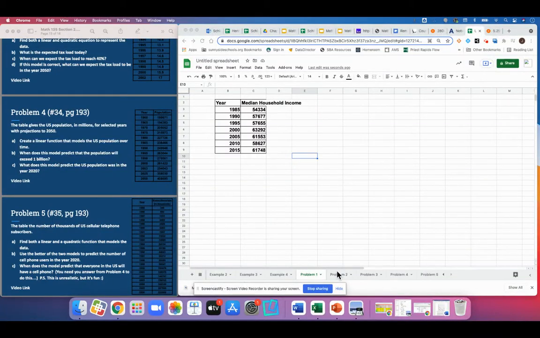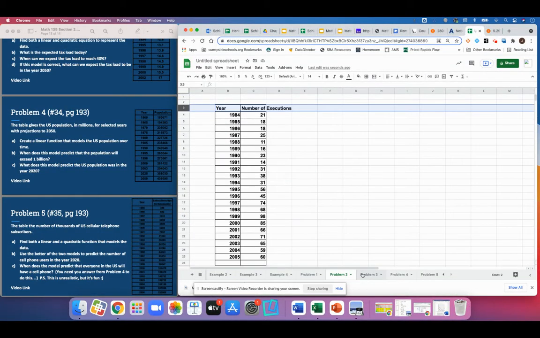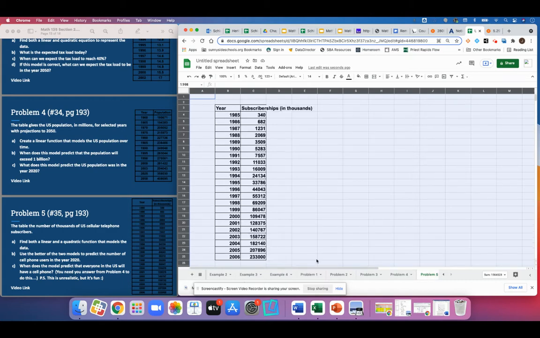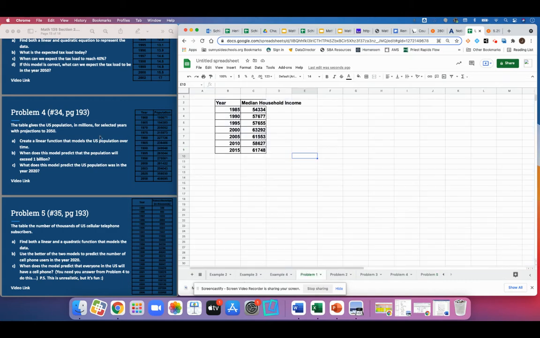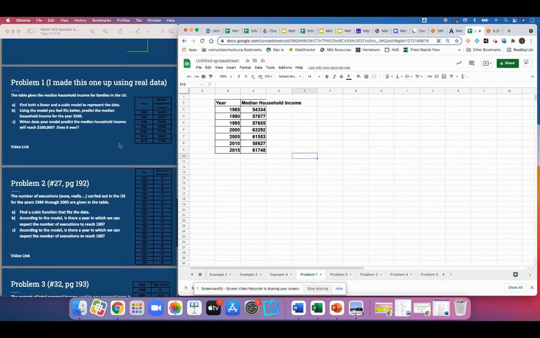So we are here with problem one, and you can see I've already copied all of my data in for each of these problems right out of the presentation. So feel free to do the same. It's much easier than typing it by hand.